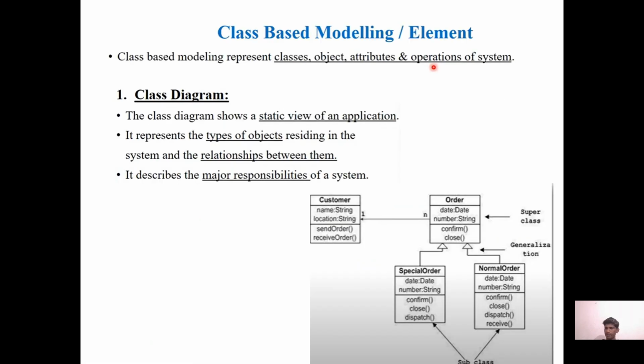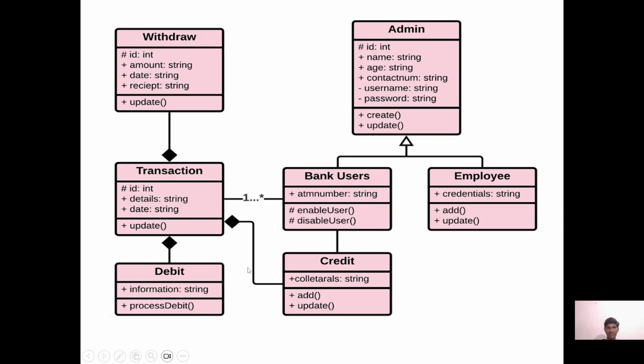Next, the class based diagram. Class based modeling is another element. The class model represents the classes, objects, attributes and operations of a system. So this is a class. Here the class name is Customer. The members of the class are name and location. The member functions are send order and receive order. This is a generalization relation. It has a superclass and subclasses. The superclass here is Order, and the subclasses are special order and normal order. The subclass can access the properties of the superclass.